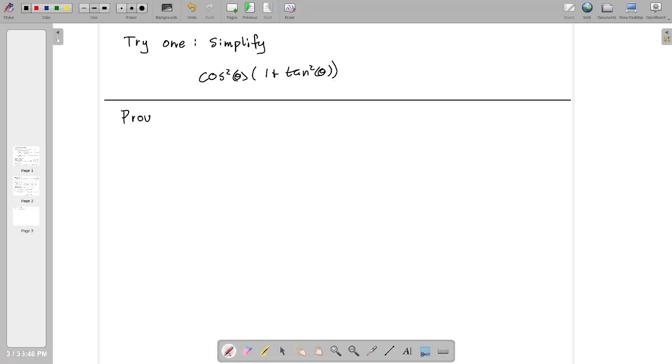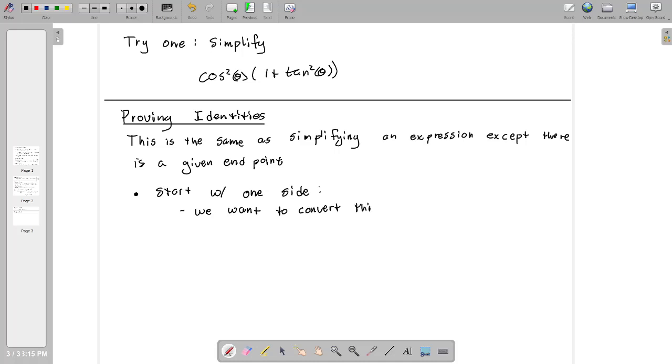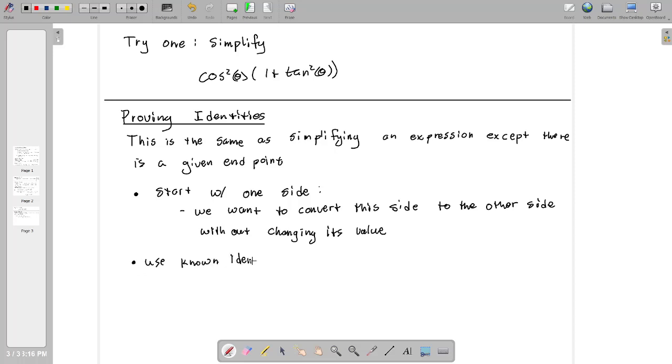The next thing I want to talk about is proving identities. This is the same as simplifying an expression, except there's a given endpoint. So when we prove an identity, we start with one side. We want to convert this side to the other side without changing its value. What we want to do is change the form of the expression into the other form. So we assume that it's true, and we try to show it by changing its form. We use known identities to achieve this transformation.